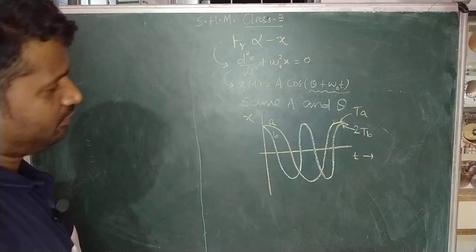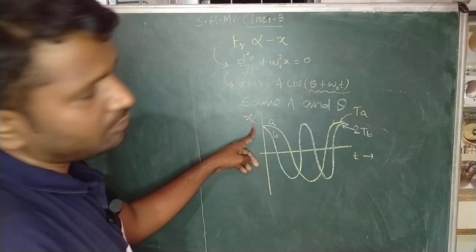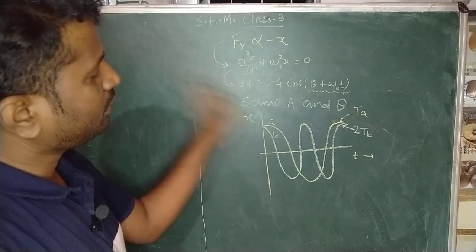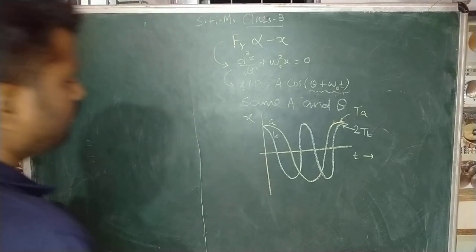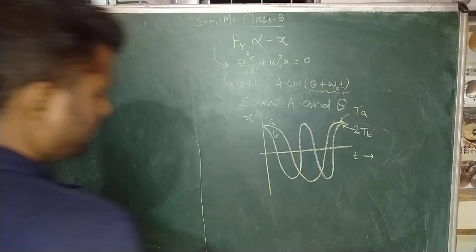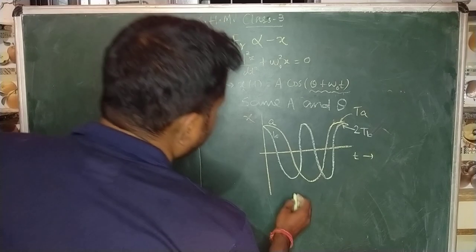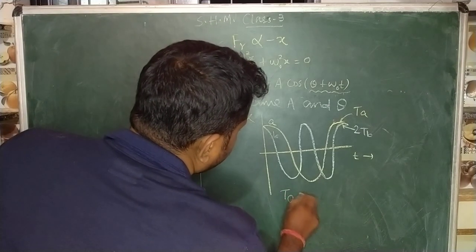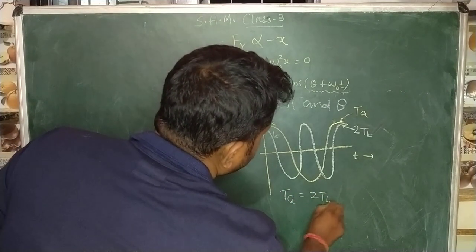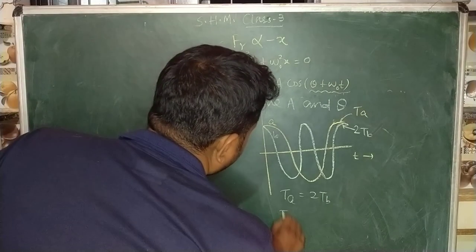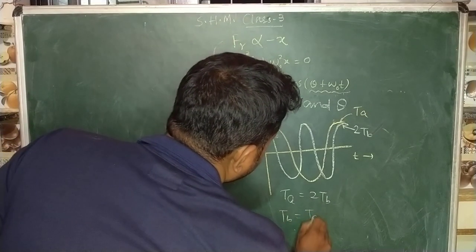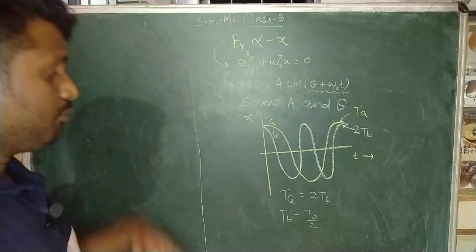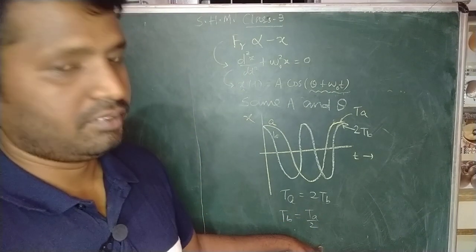What have you seen here? Same amplitude, both the oscillators have the same amplitude, started motion at the same time. But if you look at these two time periods, you can get the conclusion TA is equal to 2 times TB, or we may say oscillator B has a time period half of that of A.